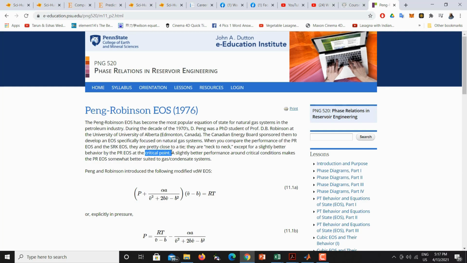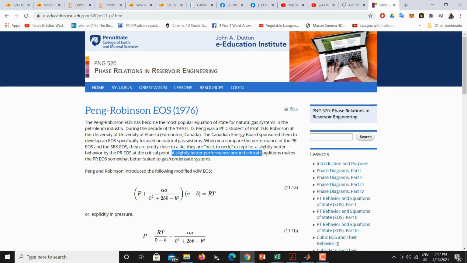The critical point is the point where the gas phase and the liquid phase merge together, and it is very difficult to predict the physical state of the phase at that particular point. That is the critical point. However, the Peng-Robinson equation of state predicts the critical point pretty well compared to the SRK equation of state. That is why it is better than SRK.